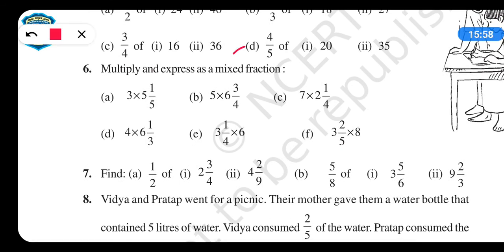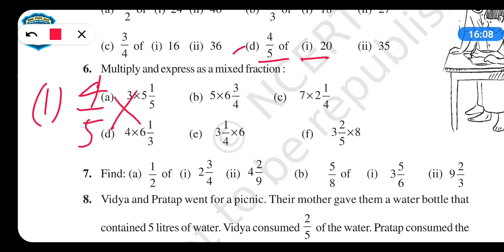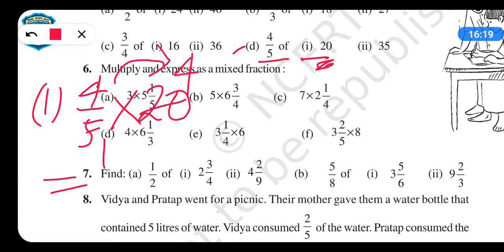D part is first one. So let us write first one. It is 4 upon 5 of 20. Now solve it. 5 1 ja 5, 5 4 ja 20. Now 4 into 4 is 16 upon 1. So 16 is the answer. Now let us see the second part.